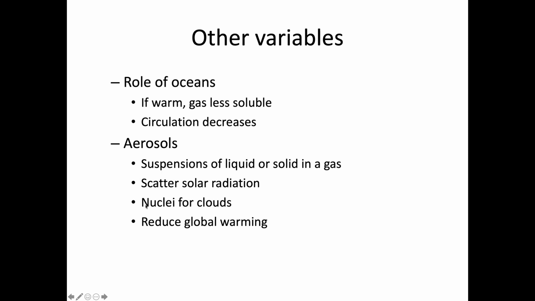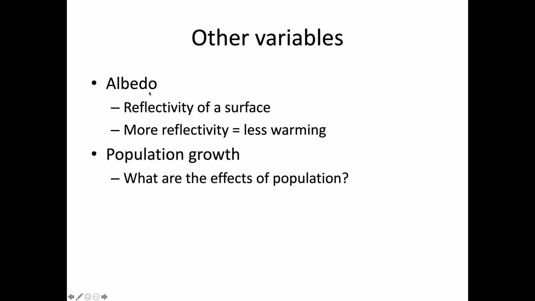Aerosols can be nuclei for clouds. Water vapor needs a surface to form liquids on, and clouds can reduce global warming as well. Okay. Albedo is the reflectivity of a surface. So the more energy is reflected back, the less that stays on the planet. So that's why there's been a movement to make more concrete roads rather than asphalt roads. New roofs tend to be lighter colors to reflect more light back.